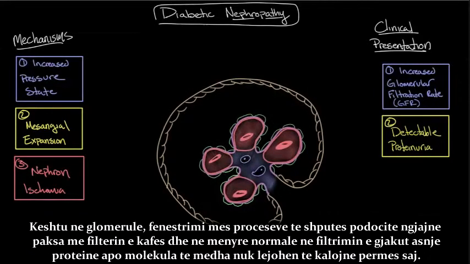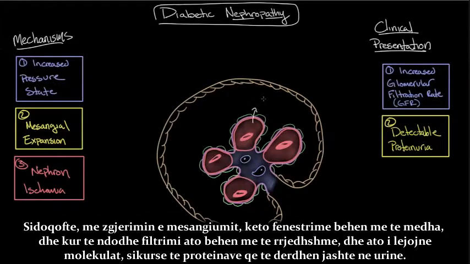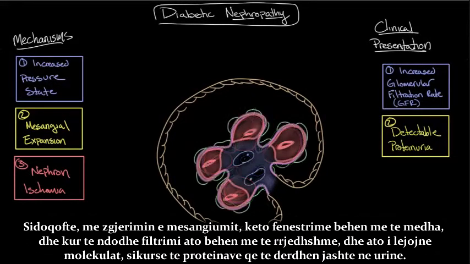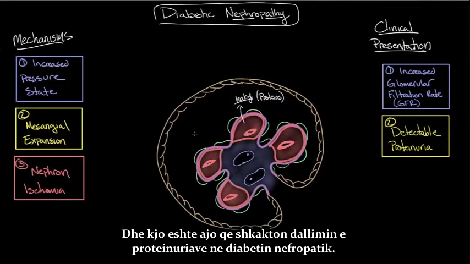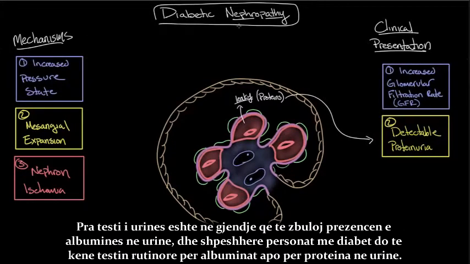So in the glomerulus, the fenestrations between these podocyte foot processes are kind of like coffee filters. And normally in the filtration of blood, no proteins or large molecules are allowed through. However, with mesangial expansion, these fenestrations become much larger, and when filtration occurs, they become leaky, and they allow for molecules such as proteins to be spilled out into the urine. And so this is what causes the detectable proteinuria in diabetic nephropathy. And one of these proteins is albumin. So urine tests are available to detect the presence of albumin in the urine.